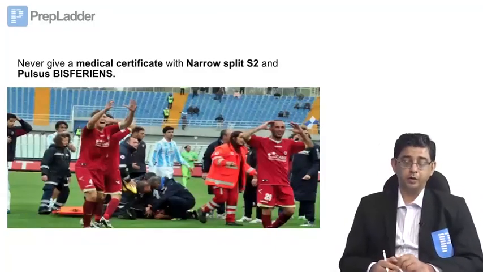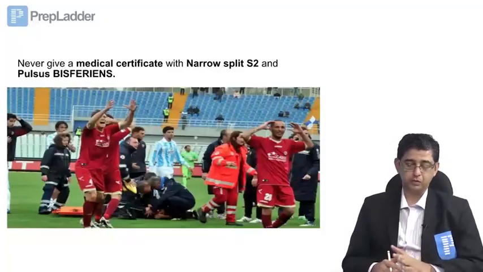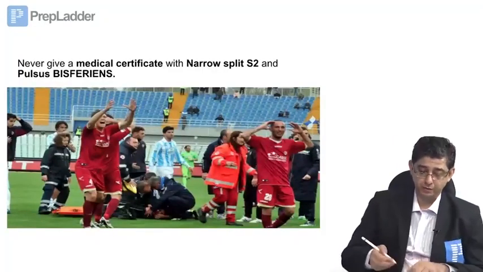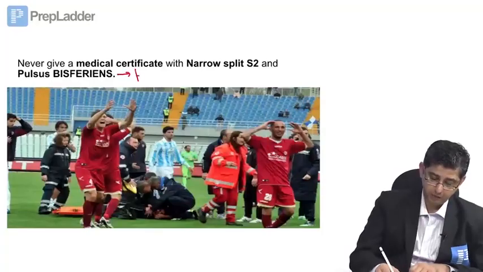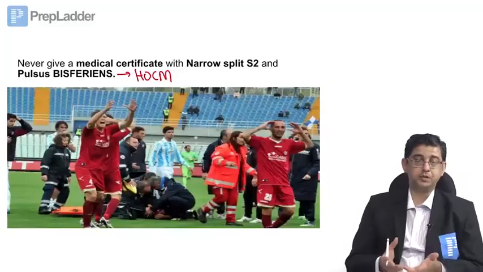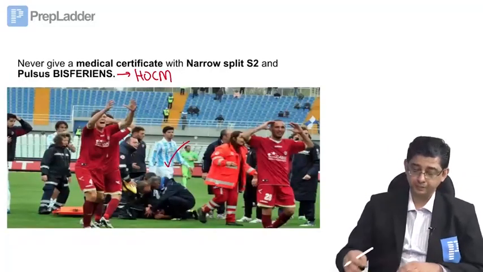There have been deaths in football matches with respect to hypertrophic cardiomyopathy. This slide just shows that. So never give a medical certificate to somebody with a narrow split second heart sound and pulsus bisferiens. Pulsus bisferiens is an auscultatory finding of hypertrophic cardiomyopathy, and sudden death can definitely occur. There have been instances even in international games. You can see the Argentina jersey behind.